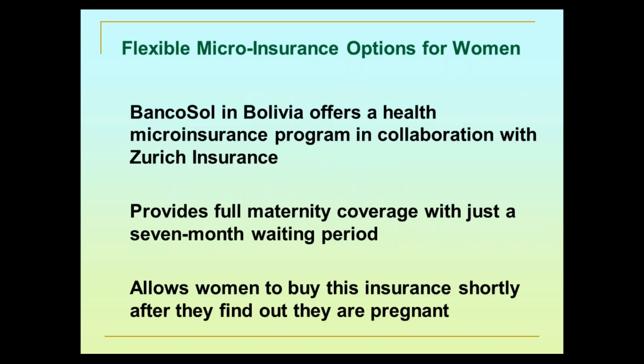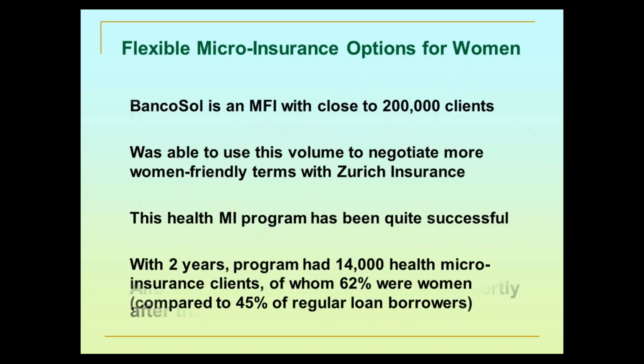Now, Banco Sol was able to do this, even though they're a microfinance institution, because they have close to 200,000 clients in Bolivia. So they were able to use this volume that they already had to negotiate more women-friendly terms with Zurich Insurance. And Zurich Insurance has come to understand that this is the benefit to both organizations. It was quite successful. They had a pilot for 2 years, and within 2 years, the program had 14,000 health microinsurance clients, of whom 62% were women. So this is a program that, as I said, benefited both men and women.